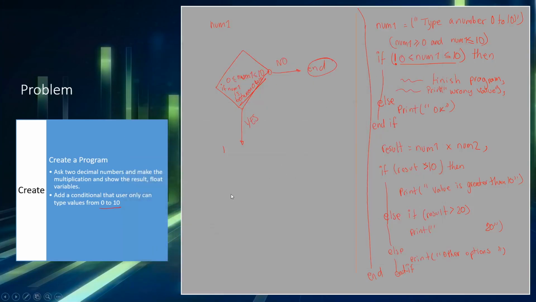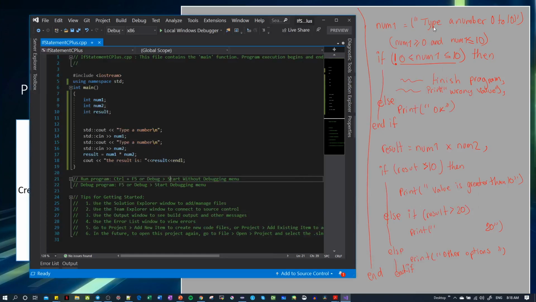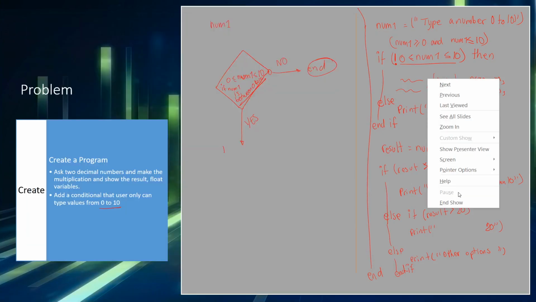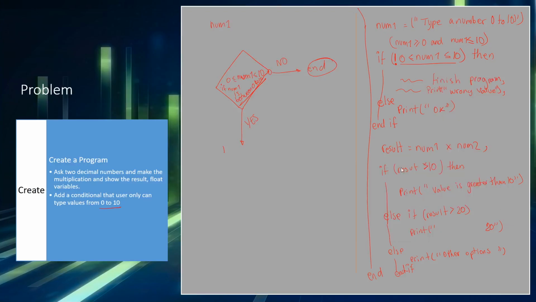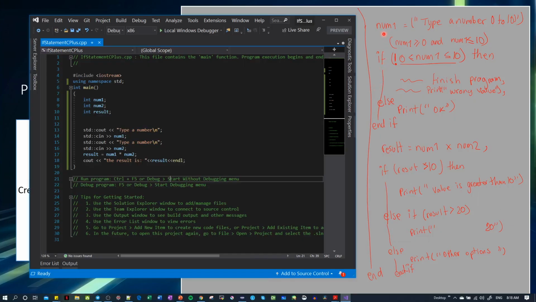So now let's translate the second part, where we have the conditional only to read values, to be able to read the values from 0 to 10. So if we go here, now we know that after we ask here, let's change this pointer to laser. So after we ask number 1, type a number, we need to check if the value is between 0 to 10.